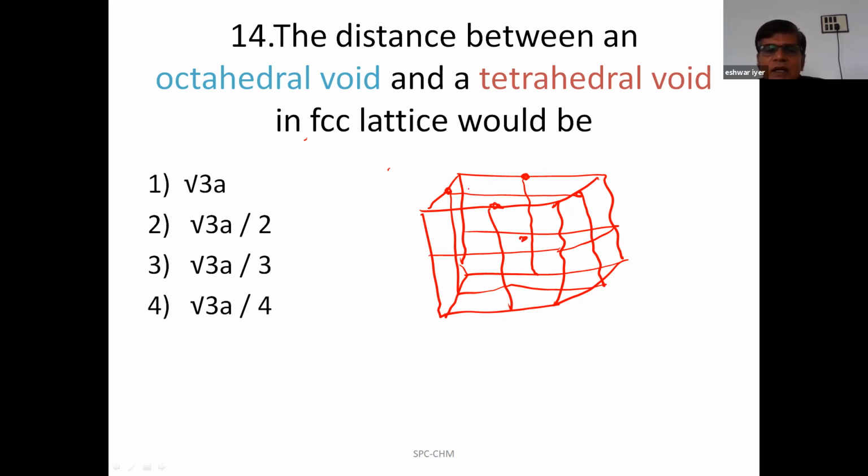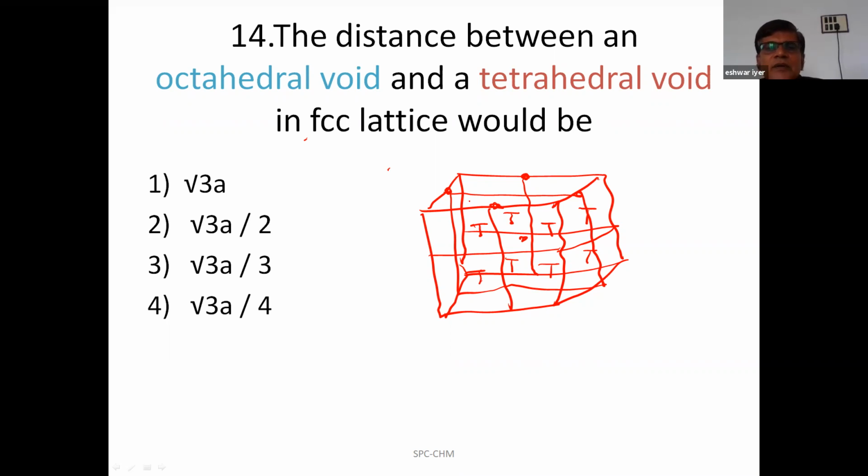The big cube is converted into small cubes, 4 above and 4 below. At the center of each small cube you get tetrahedral voids. So you have tetrahedral voids at the centers of these small cubes.